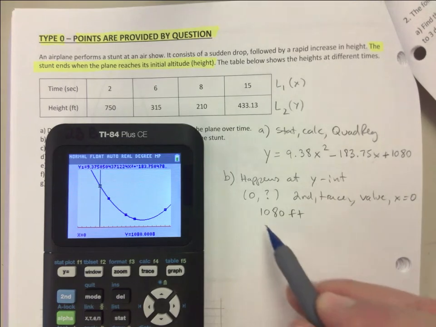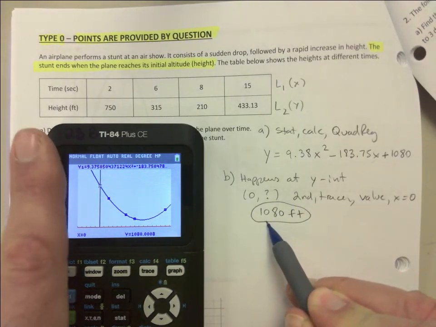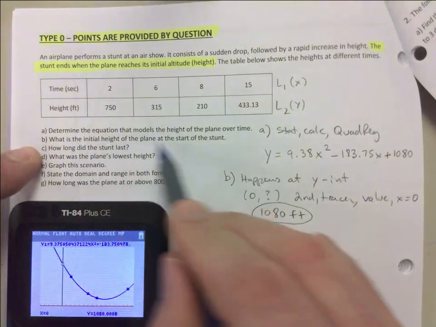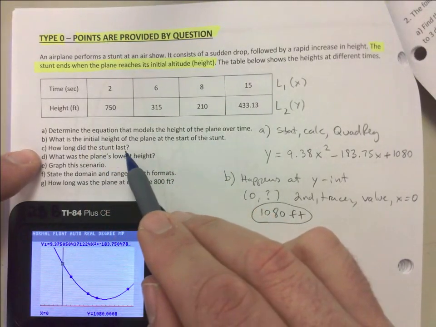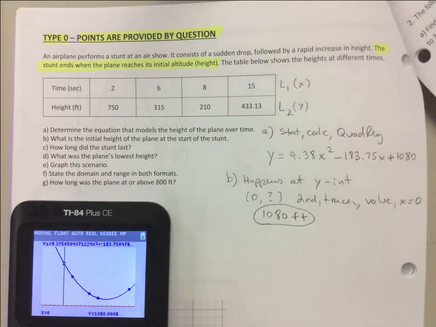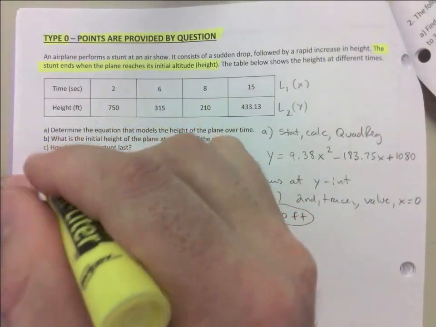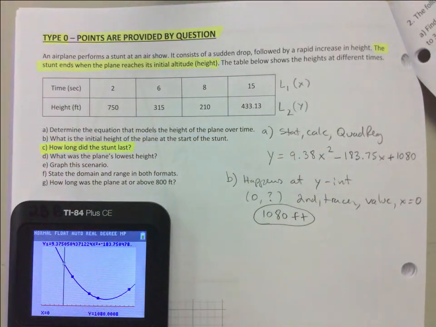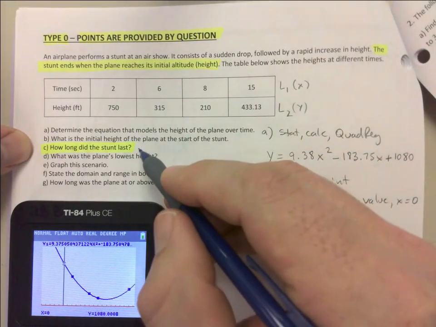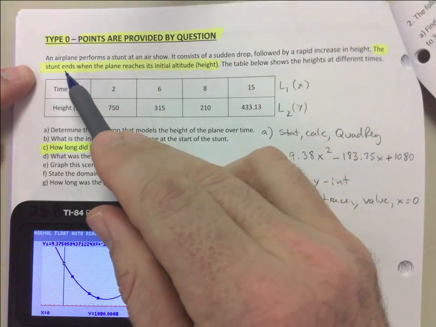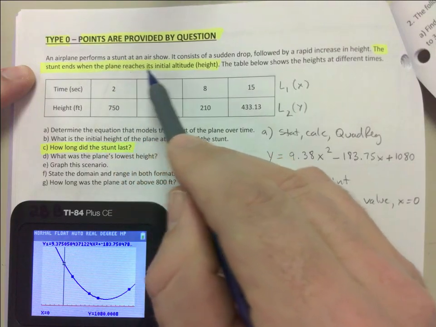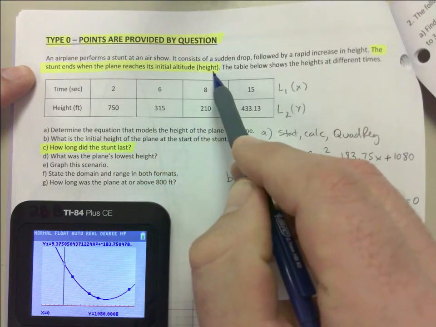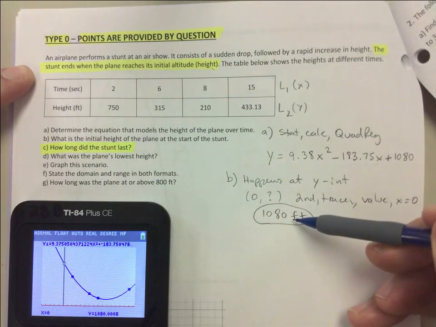So it's 1080. That's our initial height. Okay, so that answers question B. How long did the stunt last? Highlight this. Right, this one is a little trickier maybe. We know that it stops. If you go back to your question, the stunt ends when the plane reaches the initial altitude. So when it gets back to 1080.